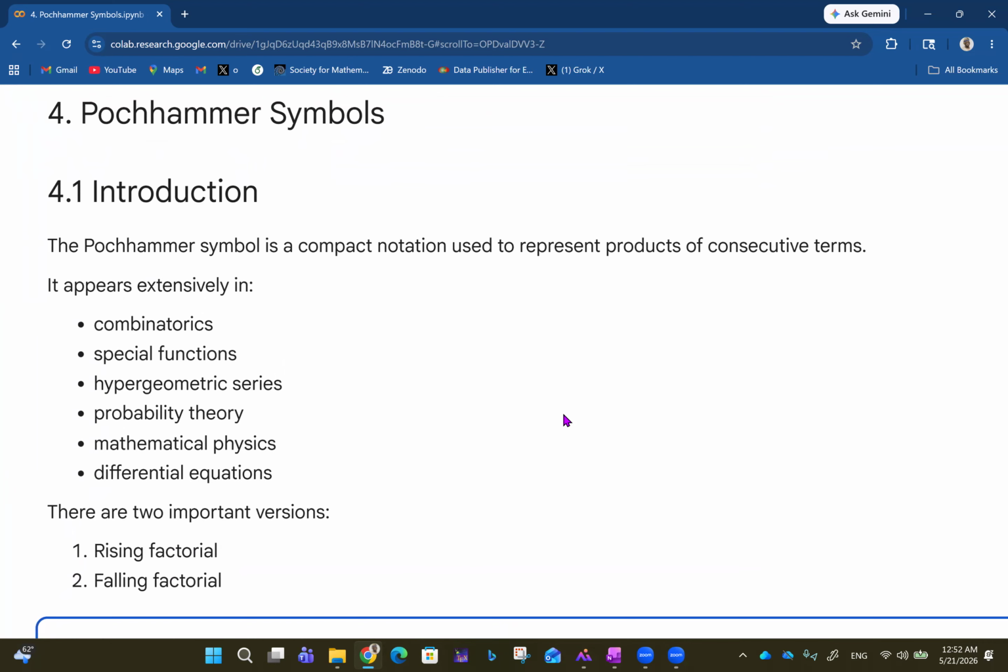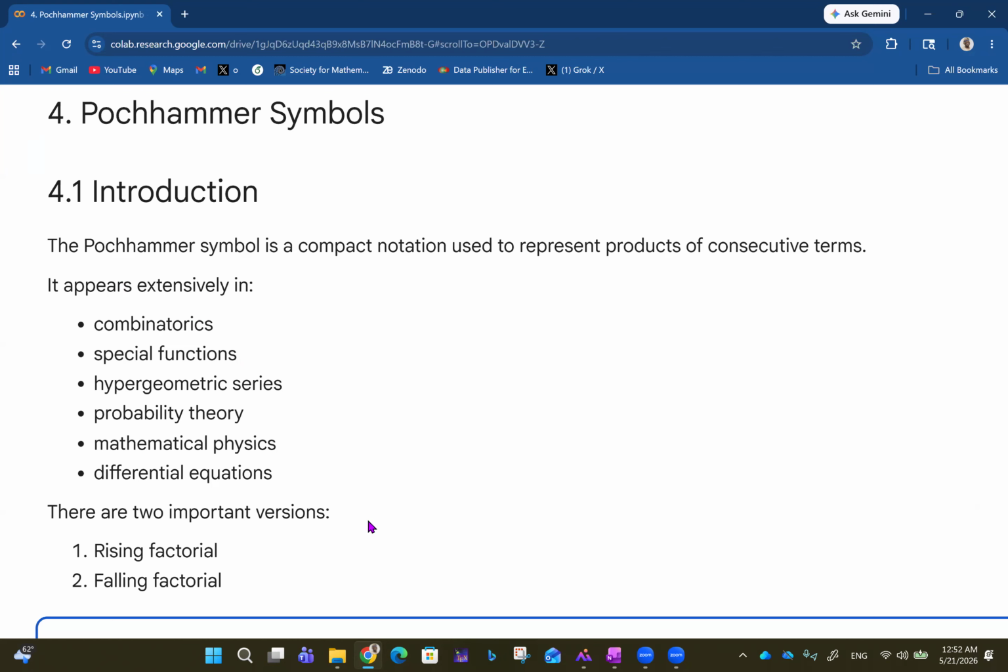We are used to the idea of factorial already, right? If you have 5 factorial, you just have 5 times 4 times 3 times 2 times 1. But this Pochhammer talks about consecutive terms, not necessarily starting from 1. Pochhammer symbols appear extensively in combinatorics, special functions, hypergeometric series, probability theory, mathematical physics, and differential equations.